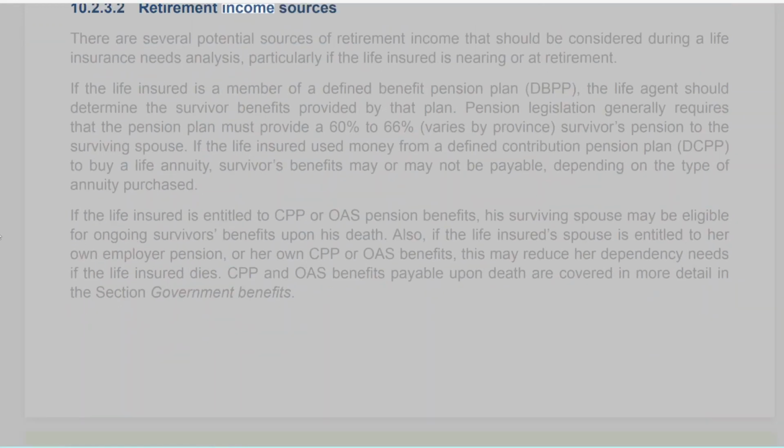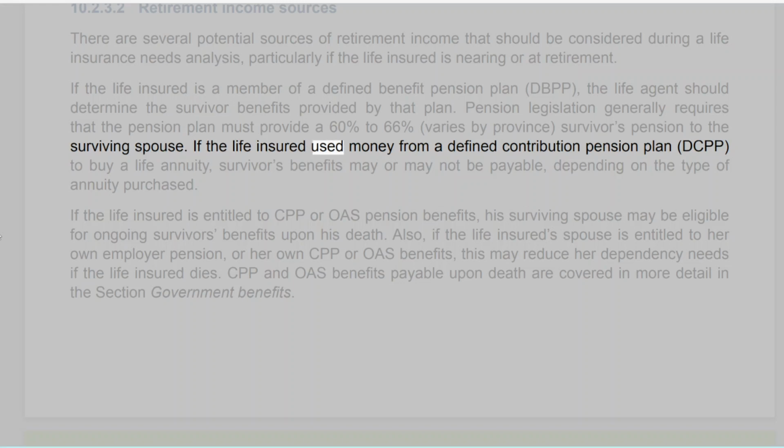10.2.3.2 Retirement income sources. There are several potential sources of retirement income that should be considered during a life insurance needs analysis, particularly if the life insured is nearing or at retirement. If the life insured is a member of a defined benefit pension plan, DBPP, the life agent should determine the survivor benefits provided by that plan. Pension legislation generally requires that the pension plan must provide a 60% to 66%, varies by province, survivor's pension to the surviving spouse.